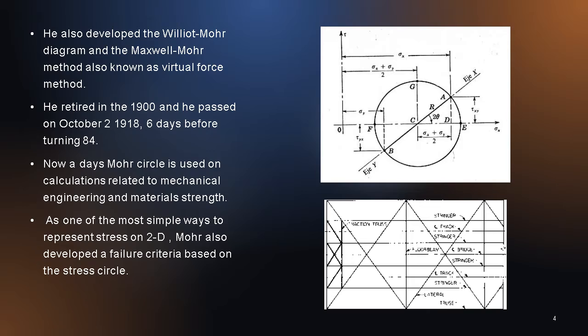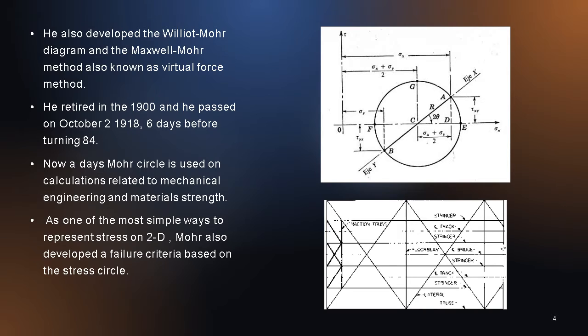And what can we say about the Mohr circle? The Mohr circle is a two-dimensional graphical representation of Cauchy's law for a stress tensor. Mohr circle is often used in calculations relating to mechanical engineering or material strength. Also it is used in geotechnical engineering to test the strength of soils, and in structural engineering to test the strength of structures.